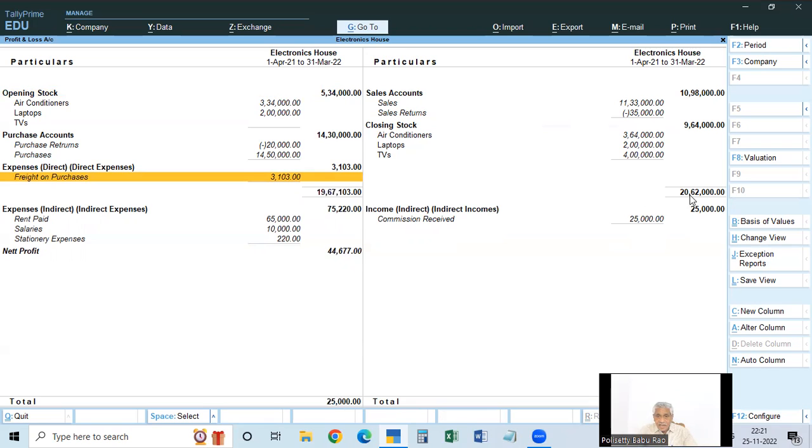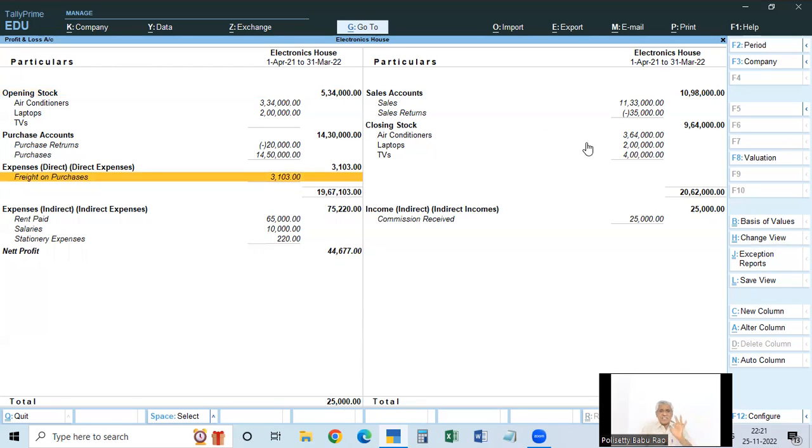You see both these sides, the total on the credit side and the debit side. If the credit side total is higher, that means credit is incomes, and it is called profit. If the debit total is greater than the credit total, then the expenses are more, and it is called loss. So this profit or loss is called gross profit or gross loss.